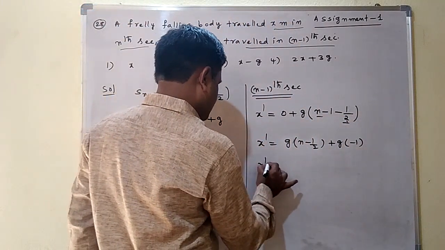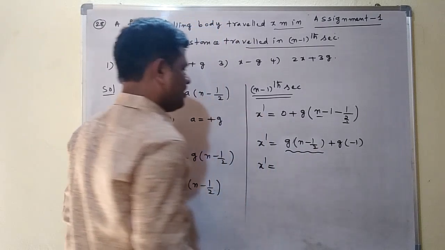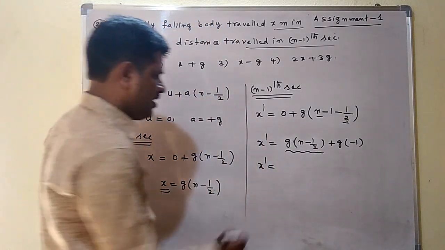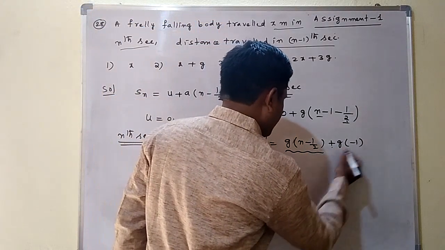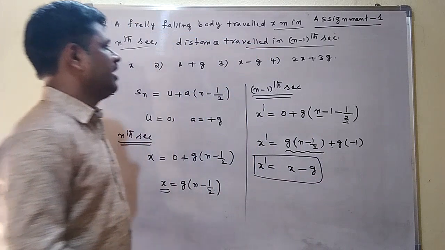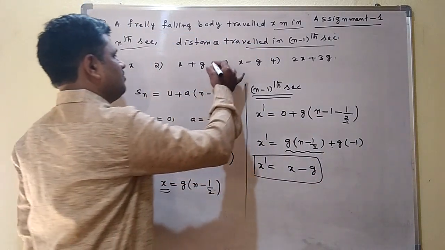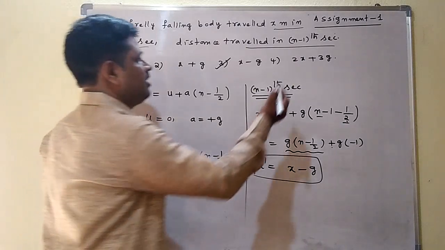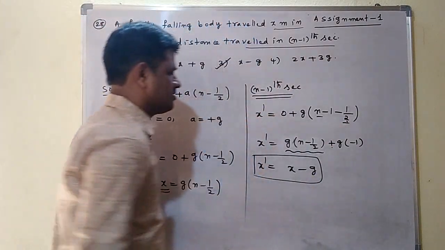So x dash is equal to g into n minus of can be written as what is here x from this equation. Can write like this x here plus z minus 1 is equal to minus z. So x dash is equal to what we are getting here x minus g. So which option is correct here? Third option is correct. Means the distance traveled in n minus 1th second is x minus g.